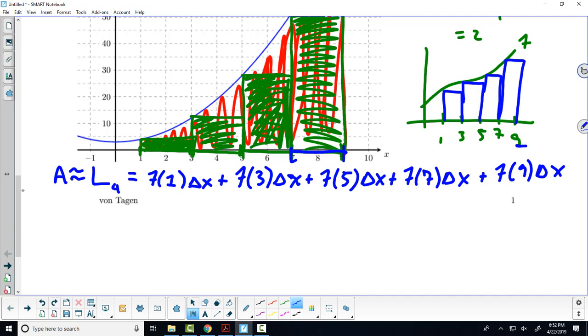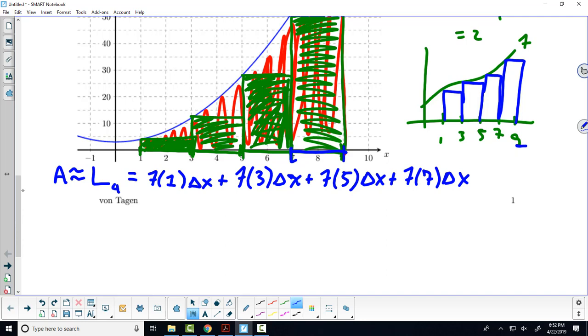We're adding up how many rectangles here? 4. I've got a height times a base, a height times a base, a height times a base, a height times a base. There are the 4 rectangles that I was asked to add up. So I do not want this 5th rectangle here.